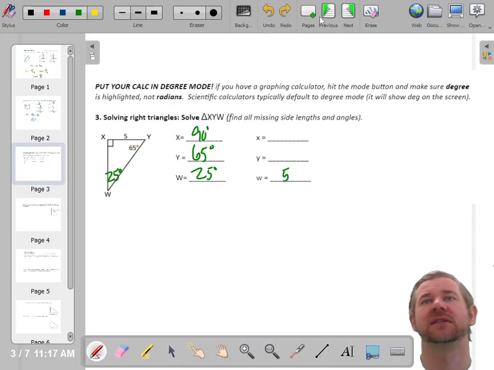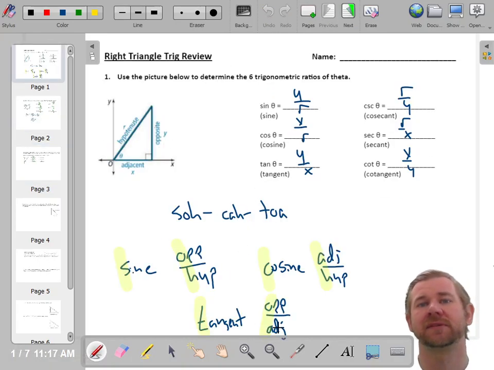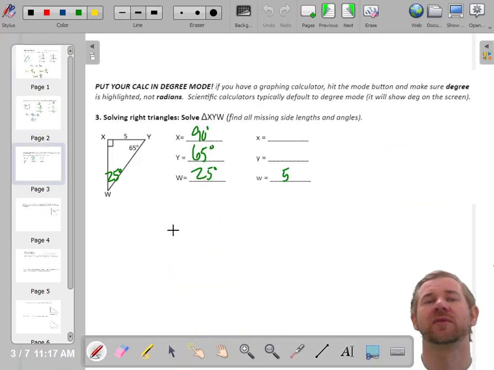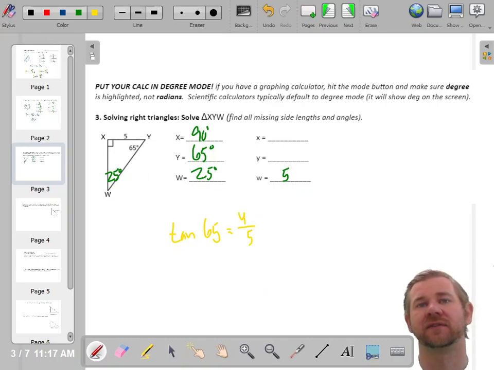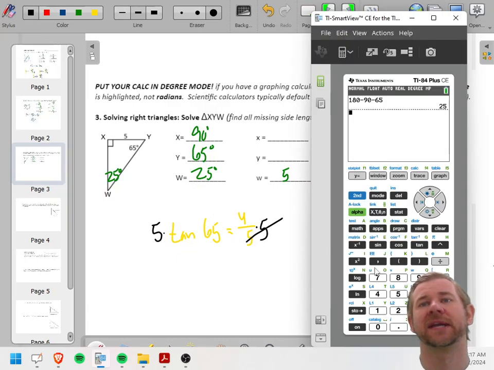So opposite adjacent, which trig function should I use? Opposite adjacent is tangent. So I'm going to write an equation. The tangent of 65 is opposite, that's my little y, over adjacent 5. And to solve this, you're going to multiply both sides by 5. So my calculator, 5 tangent 65 is 10.72.